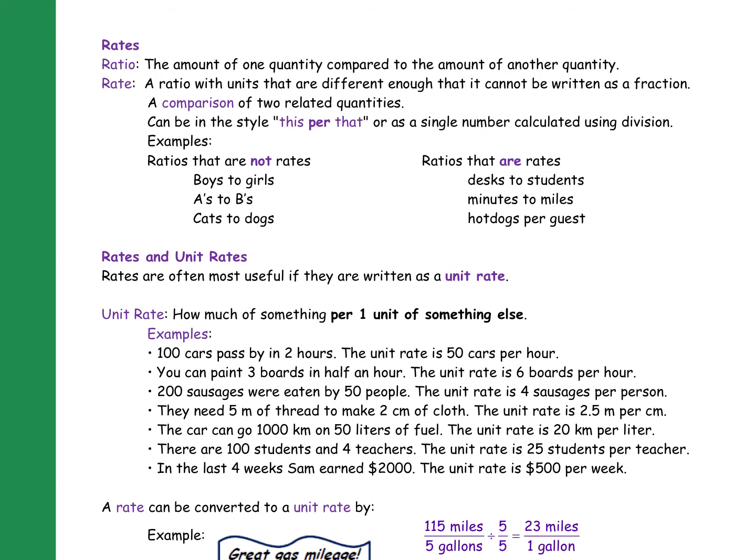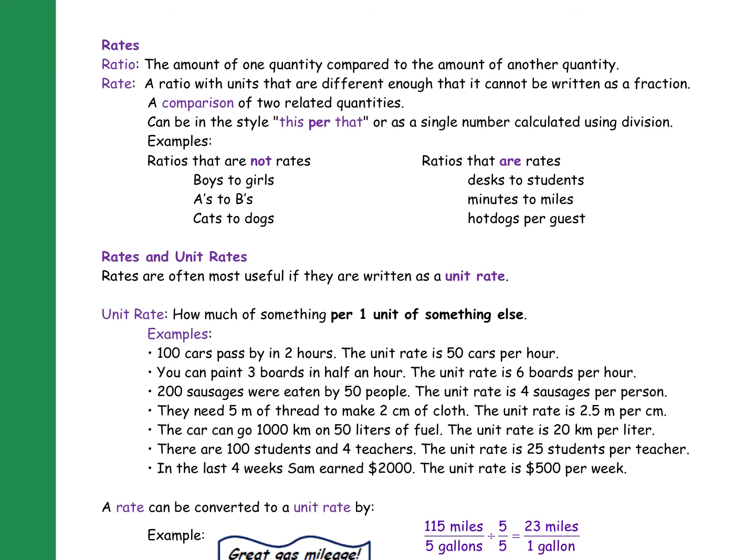Examples, ratios that are not rates: boys to girls, A's to B's, cats to dogs. Ratios that are rates: desks to students, minutes to miles, hot dogs per guest. Those are rates because they don't have anything in common. Boys and girls I can combine together as people. A's and B's are grades. Cats and dogs are animals. Those all have something in common. Desks and students, nothing. Minutes and miles, nothing in common. Hot dogs and guests, nothing in common. They're a rate, not a ratio.